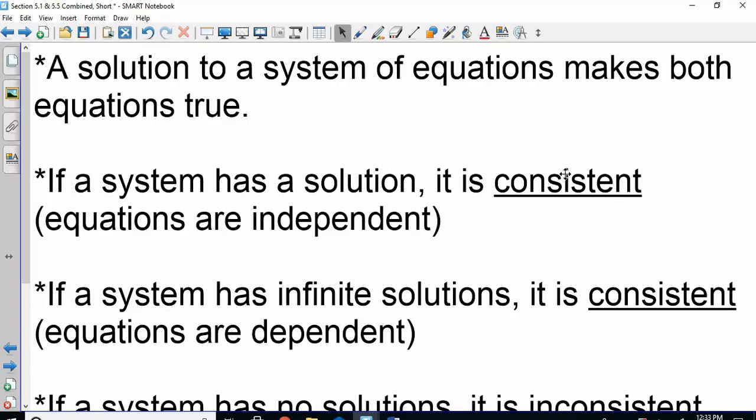First thing though, just a few things. You don't necessarily have to write this down. Whatever you don't know, make sure you put in your notes. A solution just makes both equations true. If it has a solution, we call that consistent.